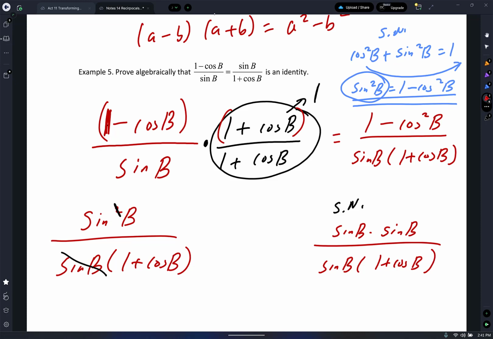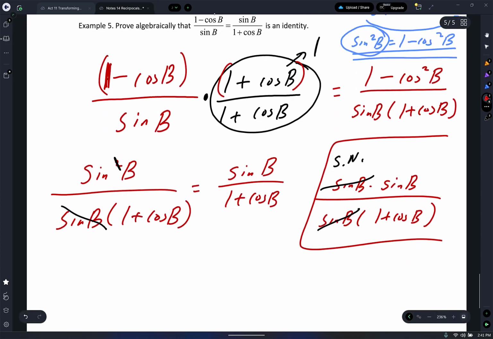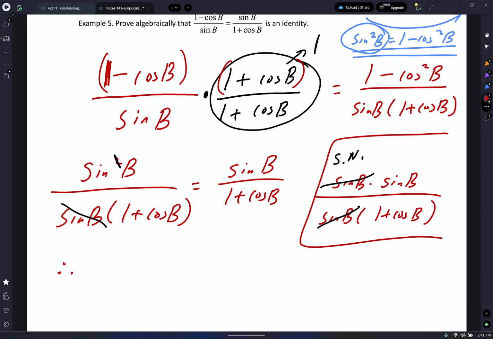So this is what I'm doing. One of those sine b's is canceling out. See? That's all you're doing. You're just canceling out one of them. Okay, so that's just a side note for this. So now what do I have? I have sine b over 1 plus cosine b. Is that what I wanted to prove? Yeah, that's what I wanted to prove. Therefore, 3 little dots, 1 minus cosine b over sine b is equal to sine b over 1 plus cosine b. Do you want to see another way?